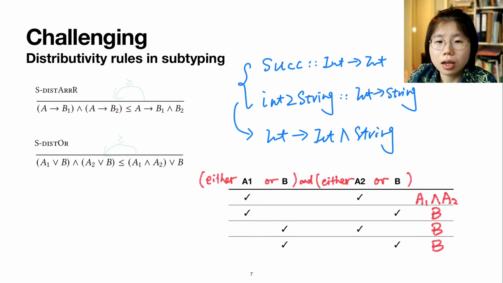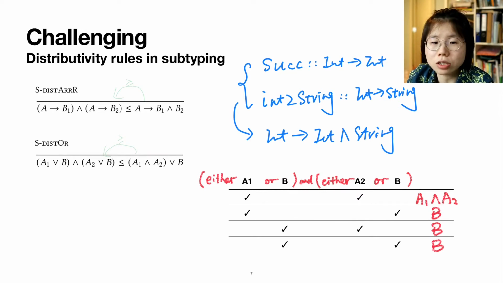For example, given two functions that both take an integer, we have the first subtyping rule, we can treat them as a single function which passes the input to both the successor function and the int-to-string function. And then it can combine the two results, which has type int intersection string. And if we already have such a function from type int to int intersection string, we can use it as a function of either int to int or int to string.